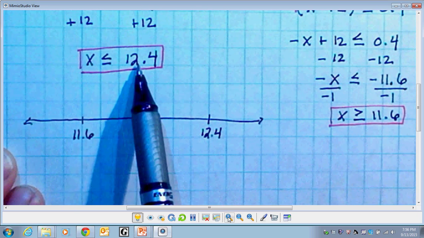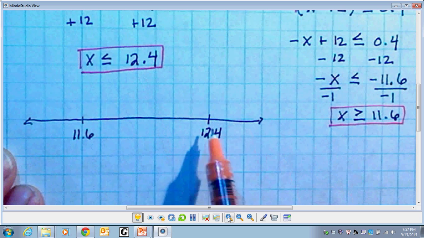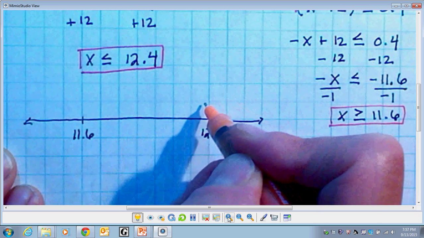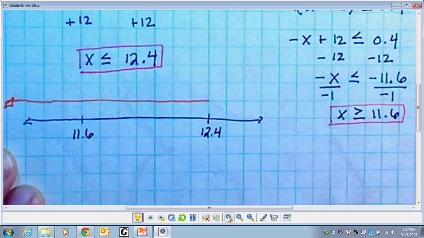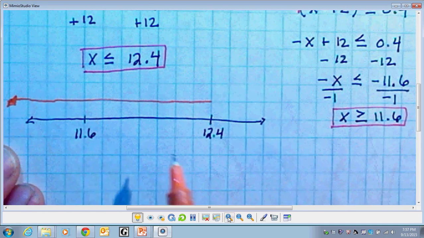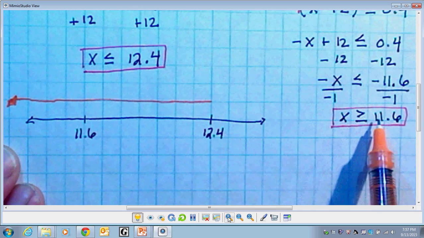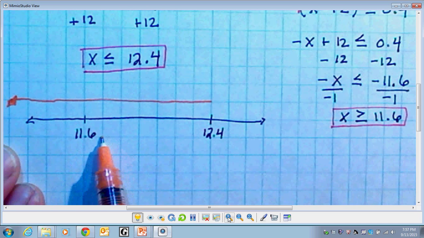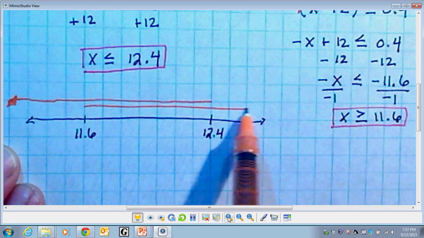So x is less than or equal to 12.4. So I think, where is x smaller than 12.4? Well, x is smaller than 12.4 here, and here, and here, and here, and here, everywhere this way. So that's where x, everywhere that way, is less than. Okay? Now, this one here says x is greater than or equal to 11.6. Well, if I'm thinking about greater than, I'm thinking about in the other direction, aren't I? I'm thinking about, well, this is 11.7 is bigger, and so forth, yeah? So that means this one starts here, and goes all the way there.